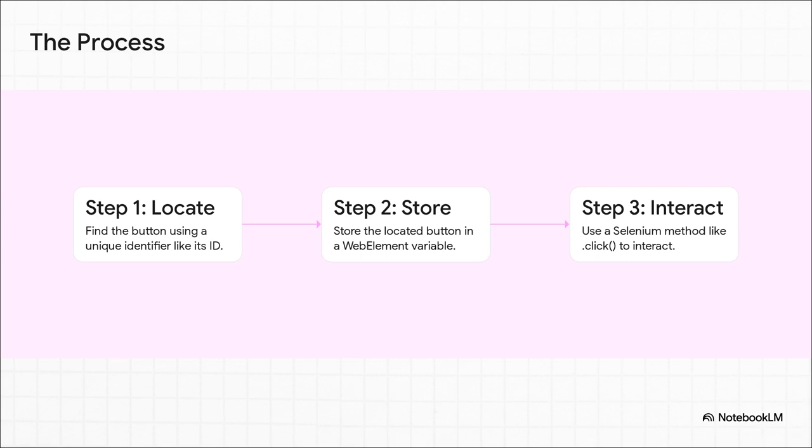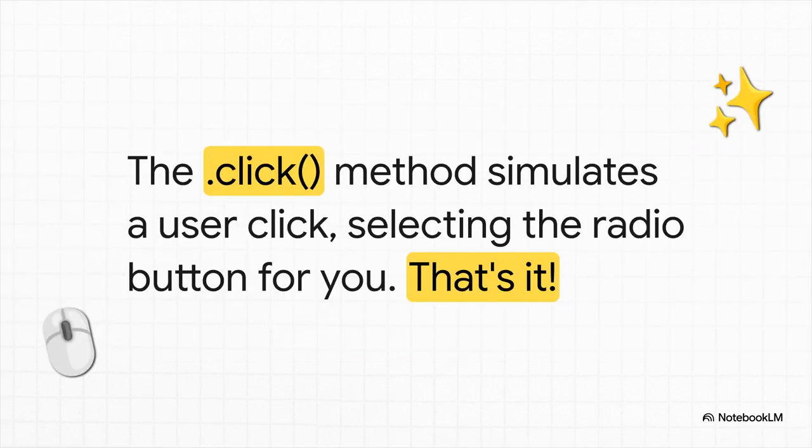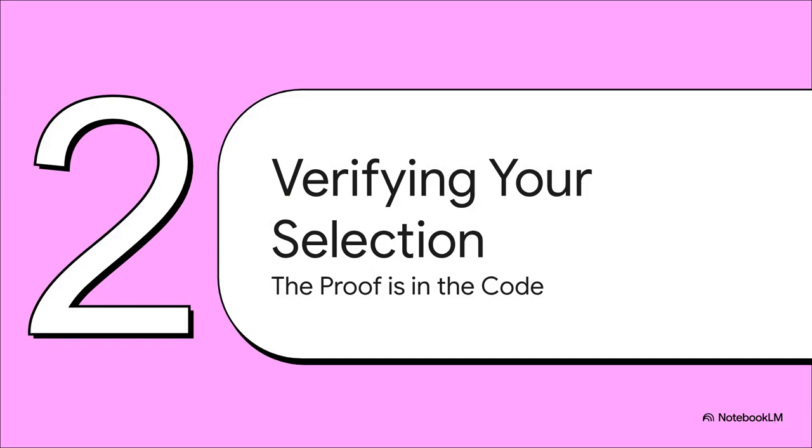Second, you store that element in a variable. Think of it like saving a contact in your phone. And finally, step 3, you actually tell Selenium what to do with it. And that action is almost always this beautifully simple command, .click. Seriously, that's it. You find the element, and then you just tell it to click. This one command does all the work, perfectly simulating a user clicking their mouse and selecting that radio button for you.